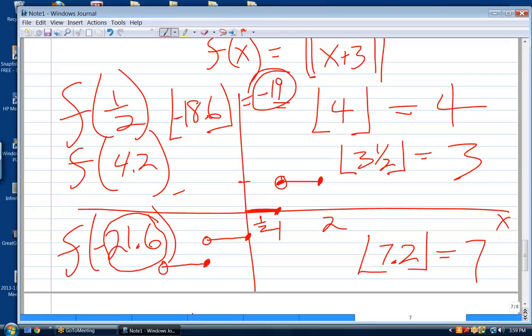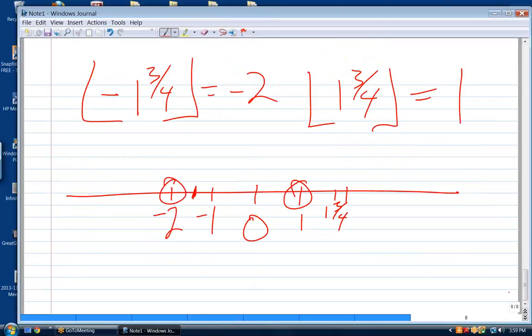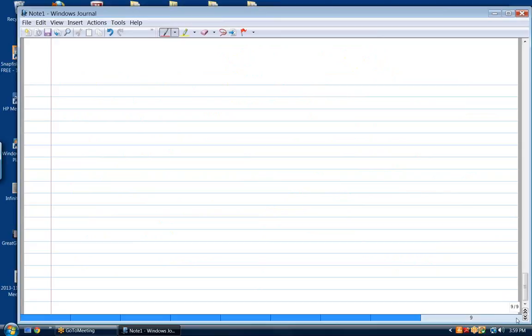And I'm sure the other function, the floor function, is the opposite. You go to the integer on your right. Yeah. All right. I think that's all the questions I have.